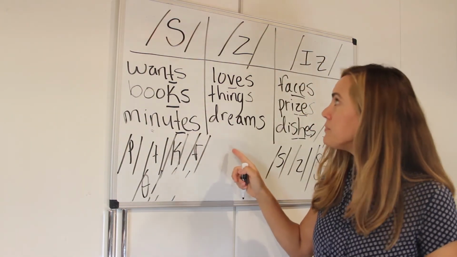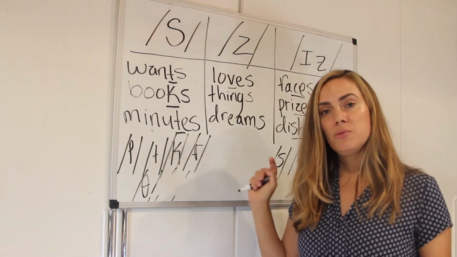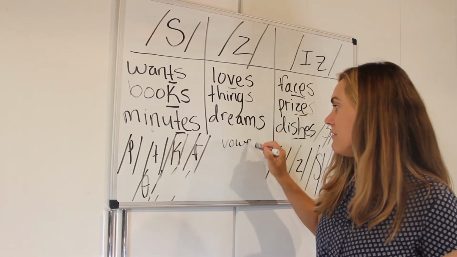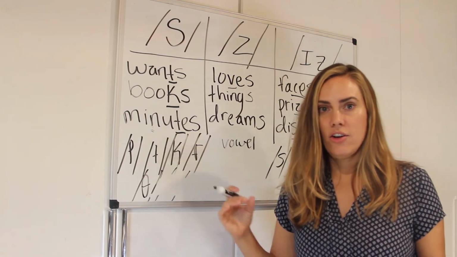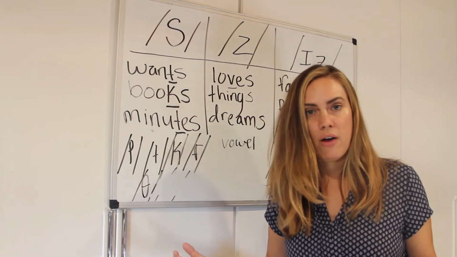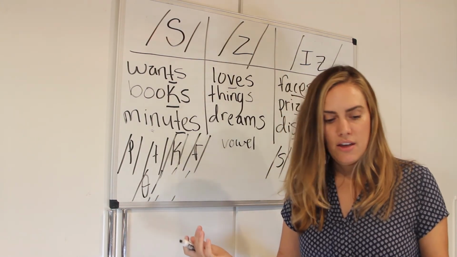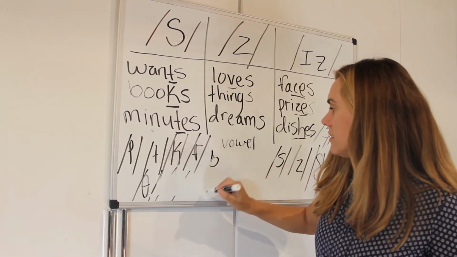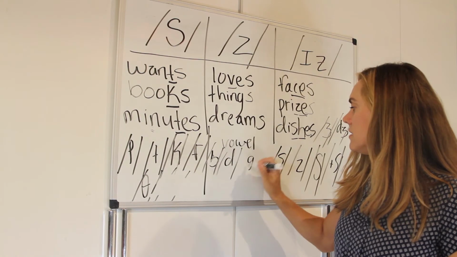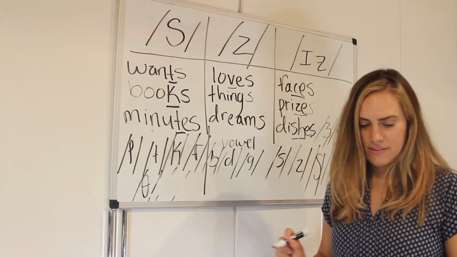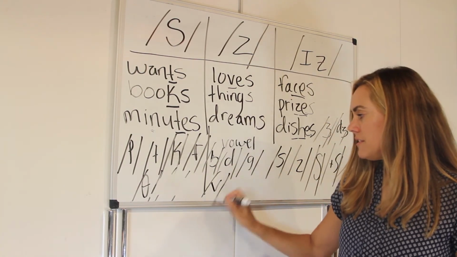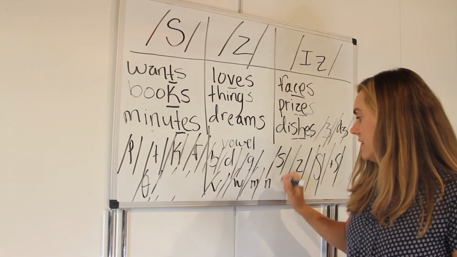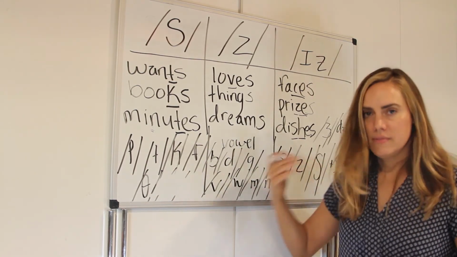Okay, over here, these are voiced. That means we need a voiced ending. A voiced ending is any vowel sound. A, e, i, o, u, many more vowel sounds. Any of those, okay? But also sounds like b, d, g, v, w, right? You see the idea. They're voiced, okay?